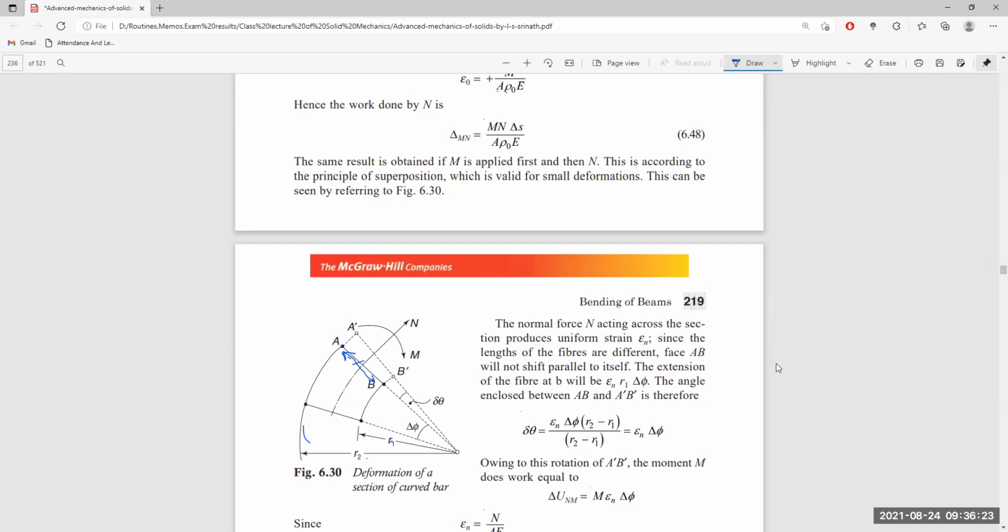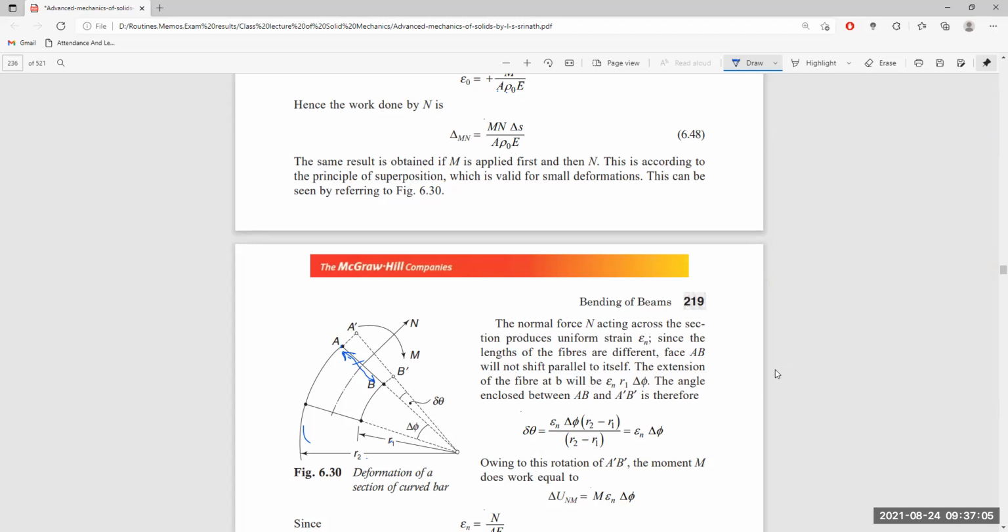Now that is multiplied by delta phi into epsilon N itself, and which is divided by the original length R2 minus R1, meaning this deformation itself. That is, this is the deformation which takes place divided by the original length. So after simplification, you will get epsilon N into delta phi itself. Now going to this rotation of A dash B dash, the moment M also, that was equal to M into epsilon N. M is multiplied by the movement it created, that is epsilon N strain multiplied by delta phi itself.